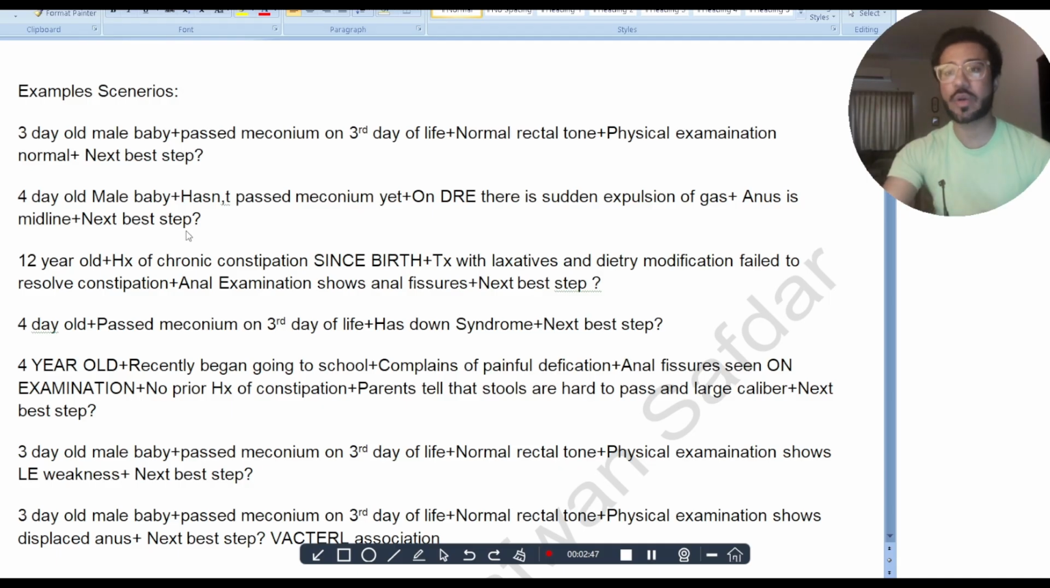So this is how the questions are going to ask you, and you see just changing a few things: normal rectal tone replaced with increased rectal tone, Hirschsprung disease. Normal rectal tone, you go towards cystic fibrosis.